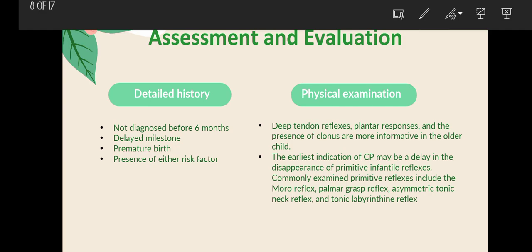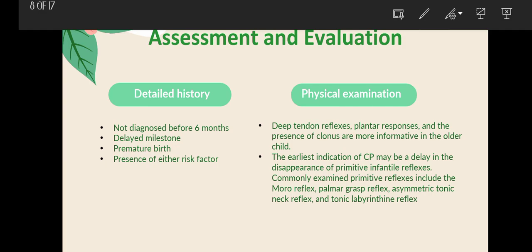First comes the evaluation. In the evaluation, first we determine the past history of the patient. We are going to assess different risk factors of CP. First, we have to consider and memorize that cerebral palsy cannot be diagnosed before 6 months of the infant's life. It can be diagnosed after 6 months.